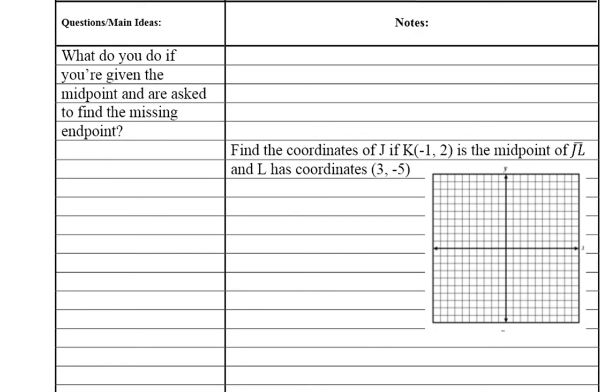Okay, and the last thing that we're going to do is kind of the opposite of the midpoint. It's what do you do if you're given the midpoint and are asked to find the missing endpoint? What we do is what's called the EMO method. So that stands for endpoint, midpoint, other endpoint. And all I want you to do is just write this, and then we'll go over it here in this example.